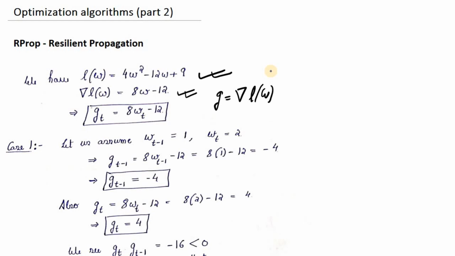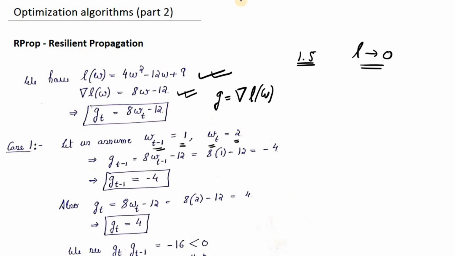Now let's assume we have propagated till time t minus 1 and we get the value of w(t minus 1) as 1 and w(t) as 2. By the way, for this example, we know that the optimal value is 1.5. We have to run an optimization algorithm, to be more precise, in such a way that we reach somewhere close to 1.5, where the loss is minimal.